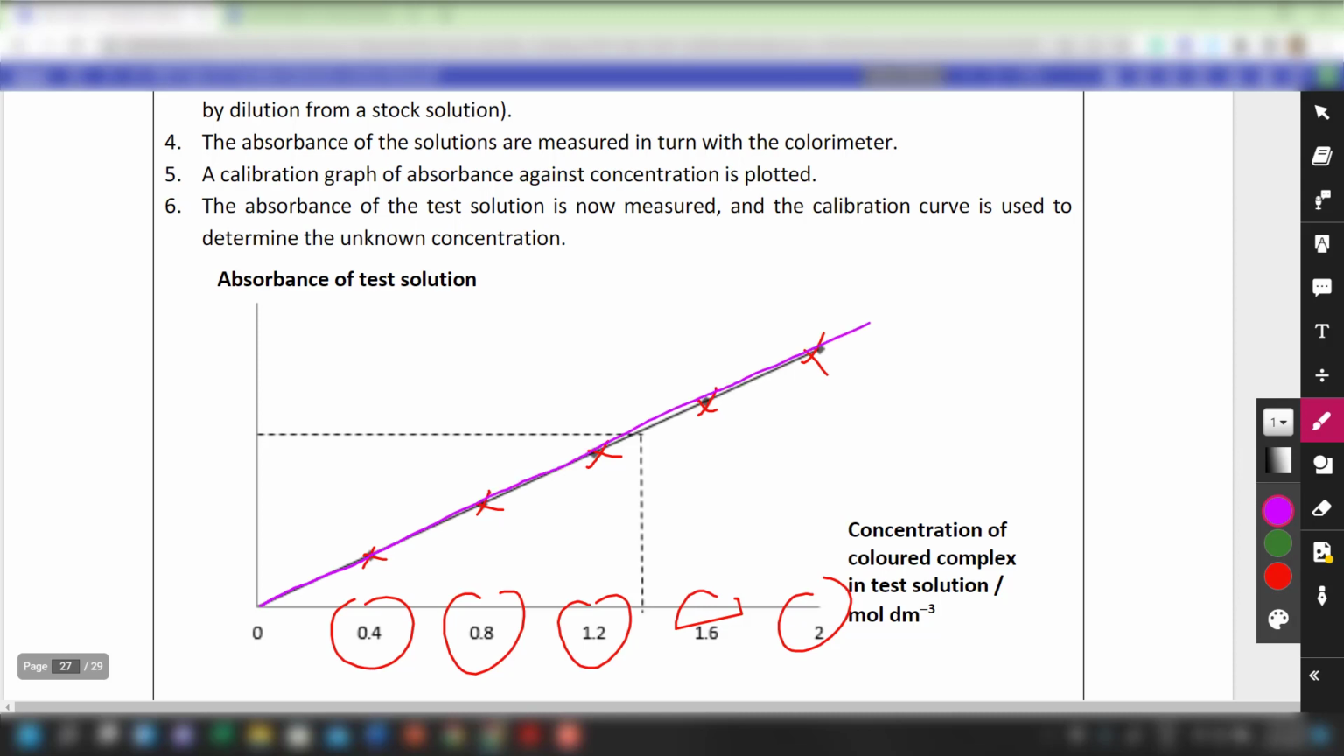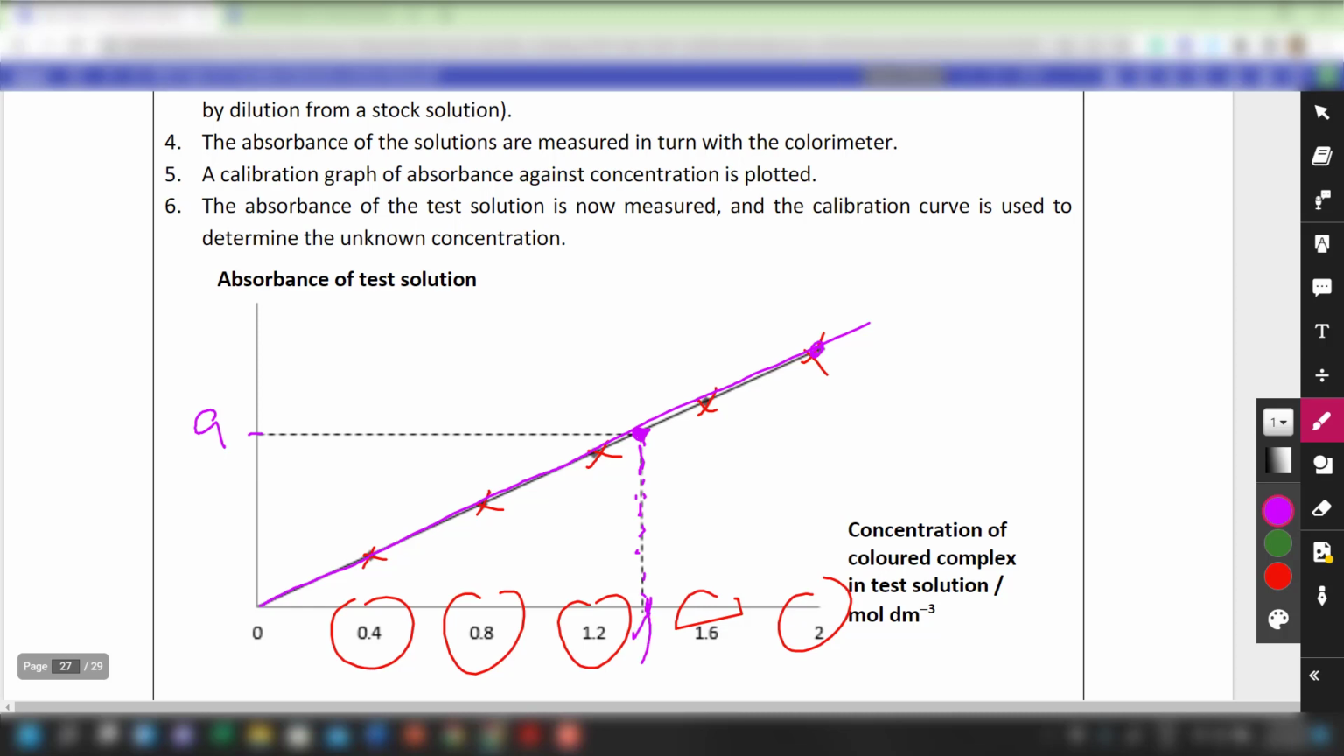So the assumption we made here is that when we plot a straight line, we assume that up to this point, if I have a concentration anywhere between 0 to 2, it should obey this particular straight line. So if I have an unknown concentration, I put it in the UV spectrophotometer, and I get an absorbance of, let's say, A prime. I should be able to indicate it here, go through a dotted line, touch the graph over here, and then drop another dotted line over here and determine the concentration of the unknown solution.